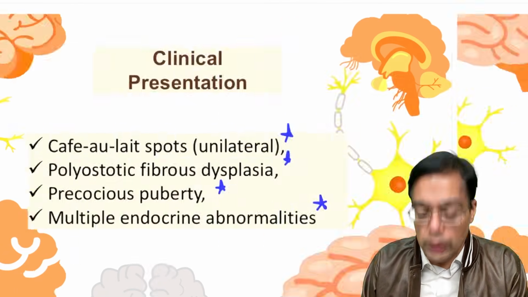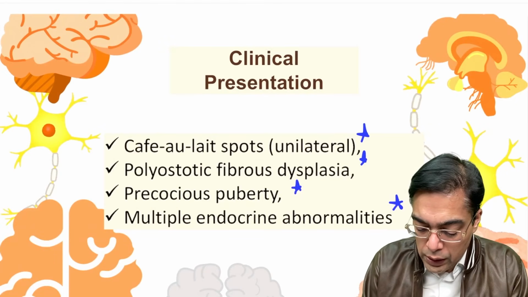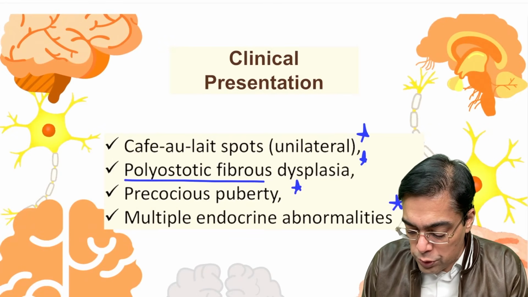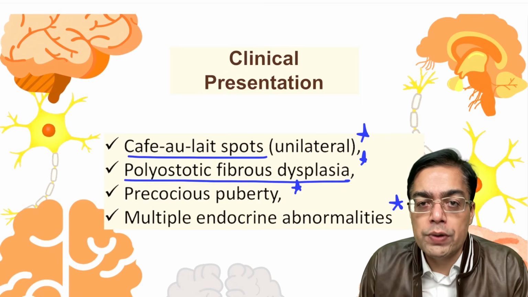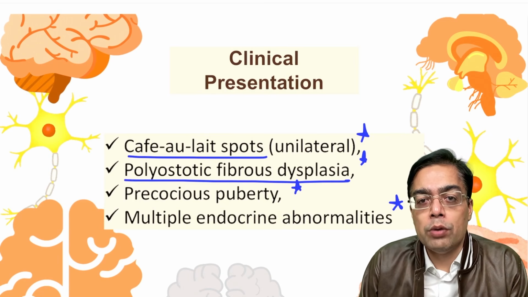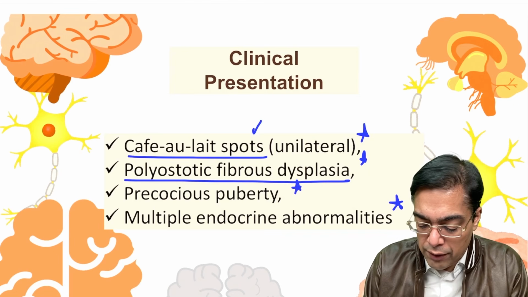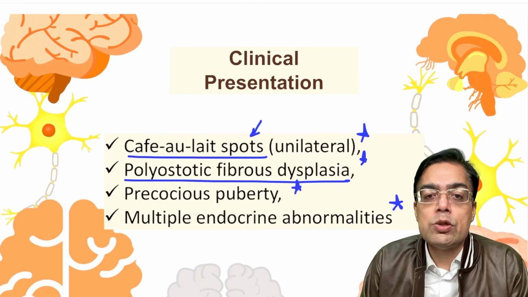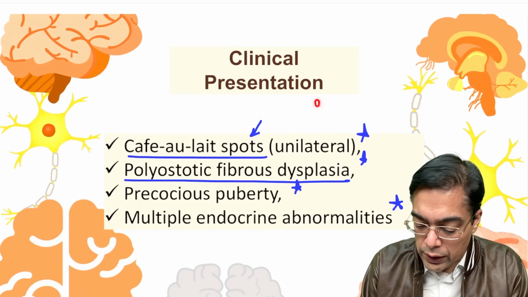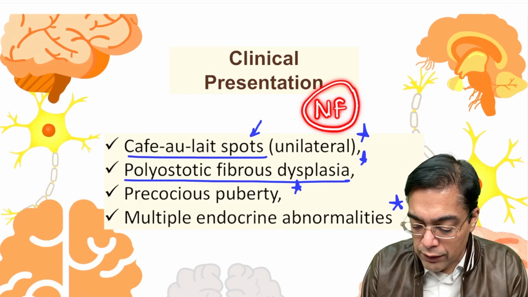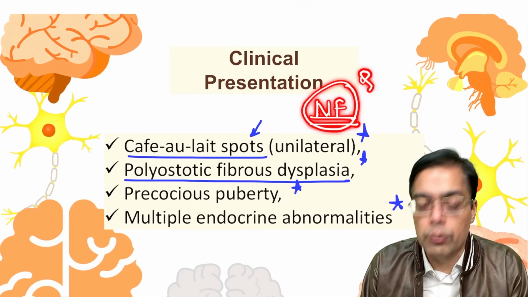I repeat, McCune-Albright syndrome: the keyword over here would be the presence of polyostotic fibrous dysplasia. There is a presence of unilateral cafe au lait spots. Can you just recall for me, friends, what is the other important example of a condition where your patient is going to have cafe au lait spots and also Lisch nodules? Of course, what you're thinking over here is correct. We are thinking in terms of a patient having a condition that is given the name of neurofibromatosis, right?